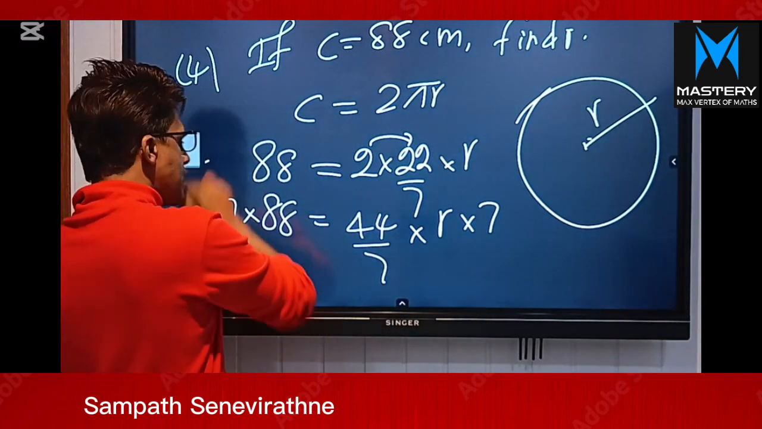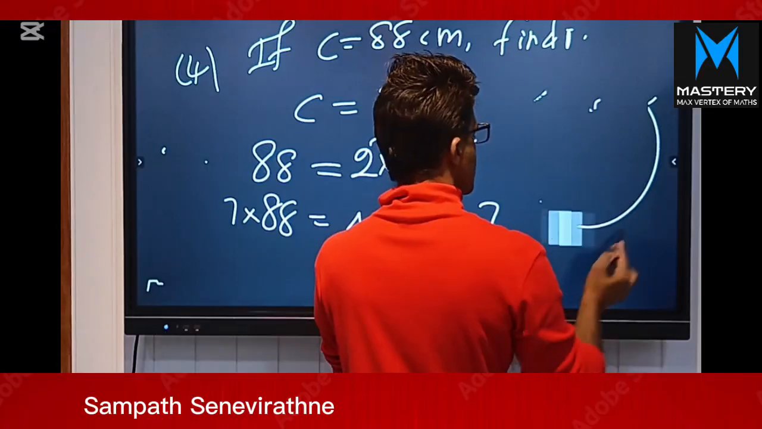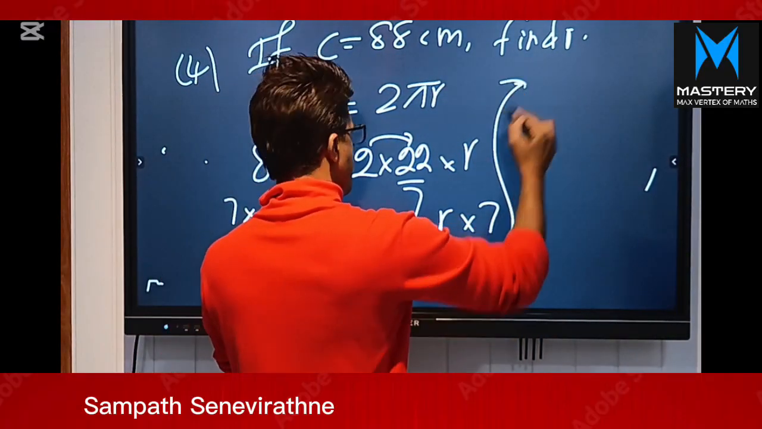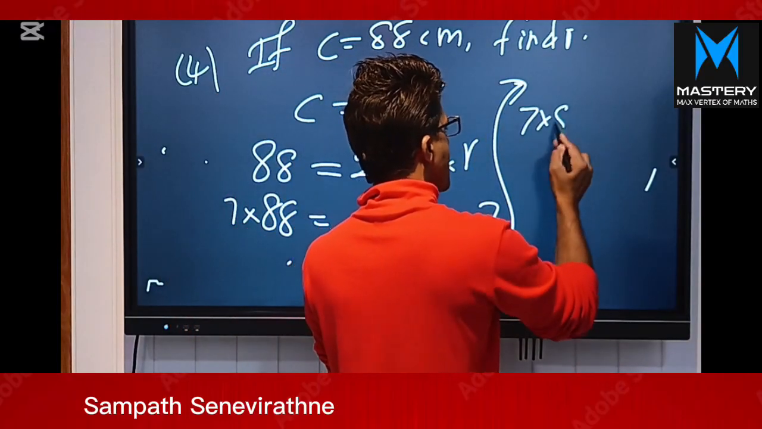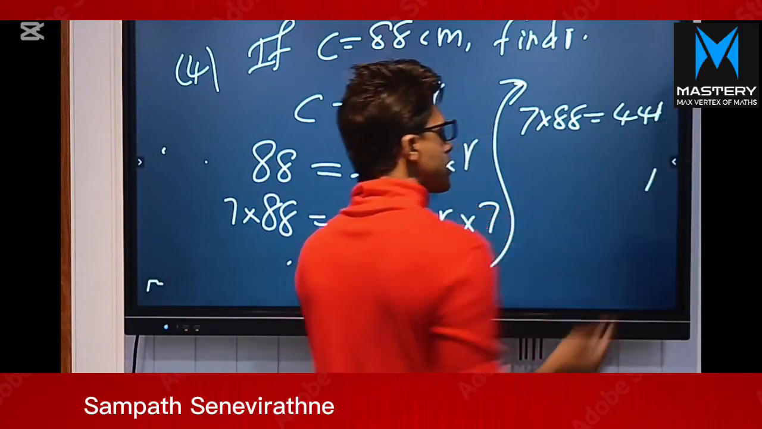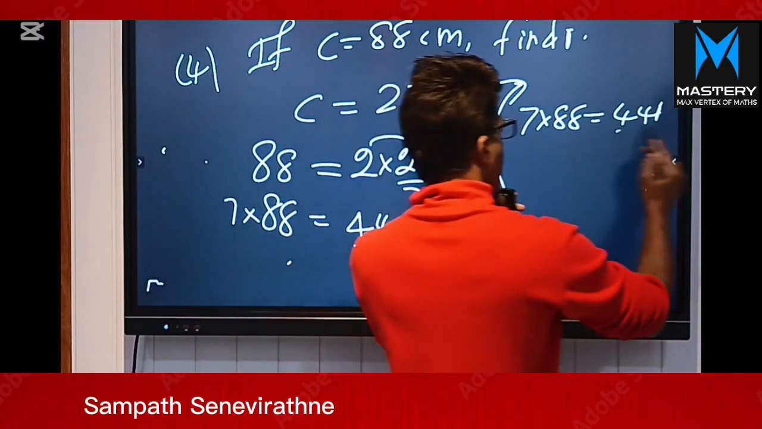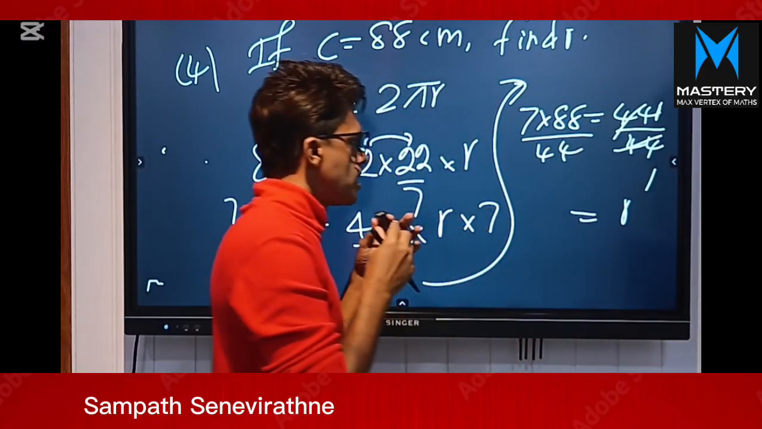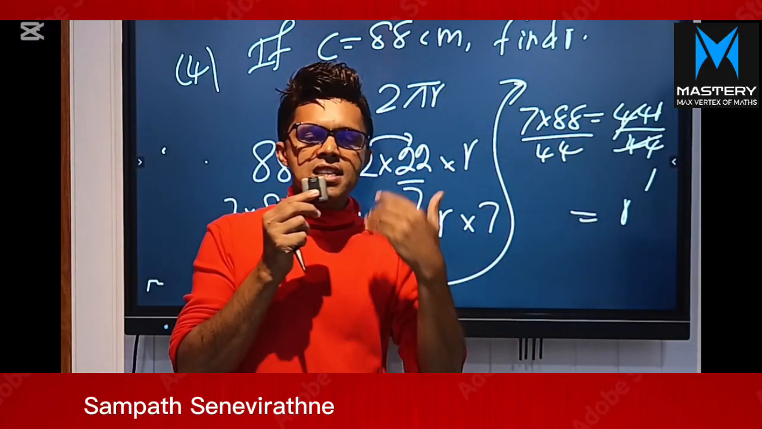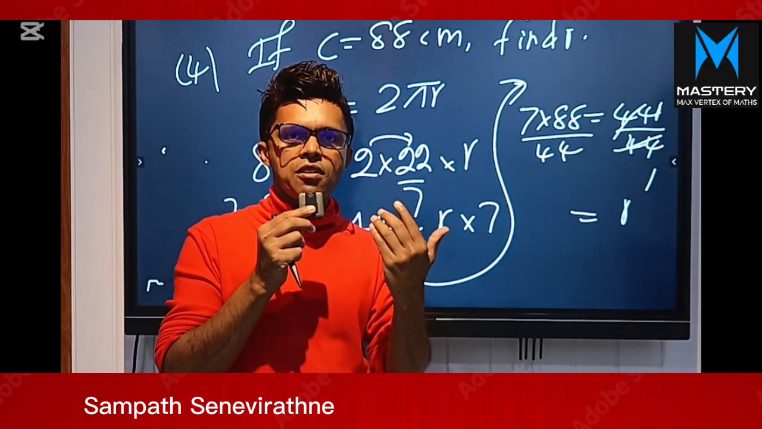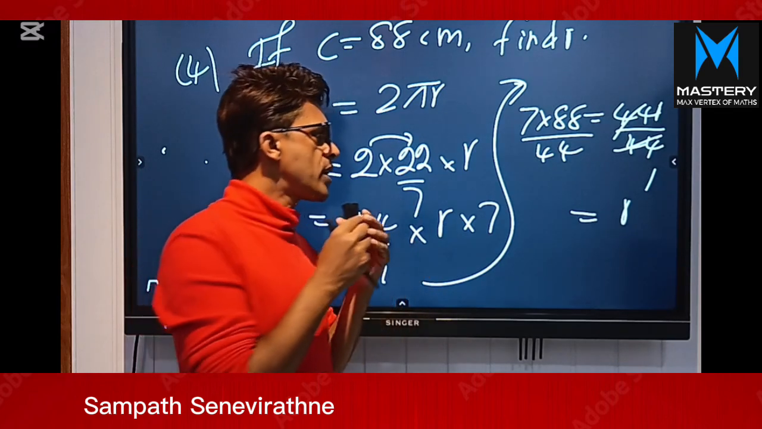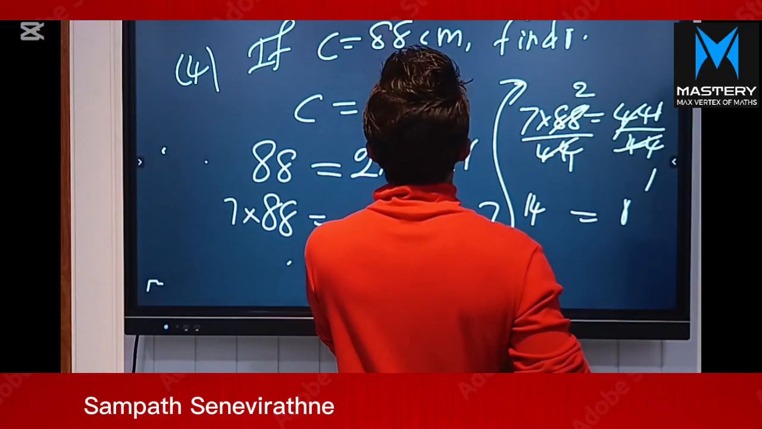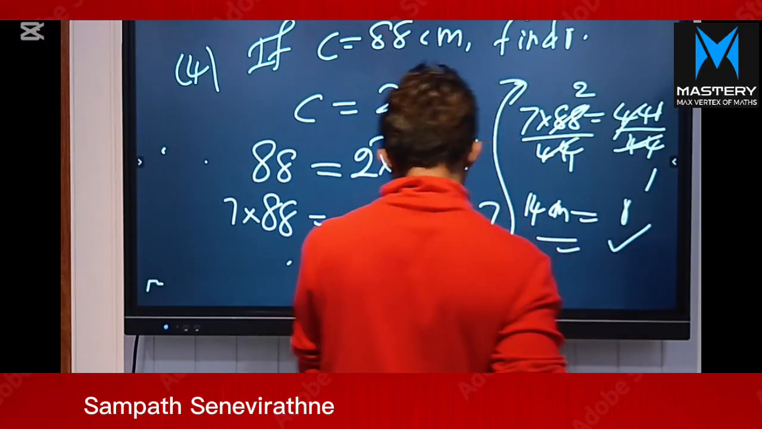Simplifying this, 7 times 88 equals 44r. Both sides can be divided by 44, so 44 and 44 cancel out. 88 is a multiple of 44, so we can simplify: 2 times 7 is 14. Therefore 14 cm equals r.